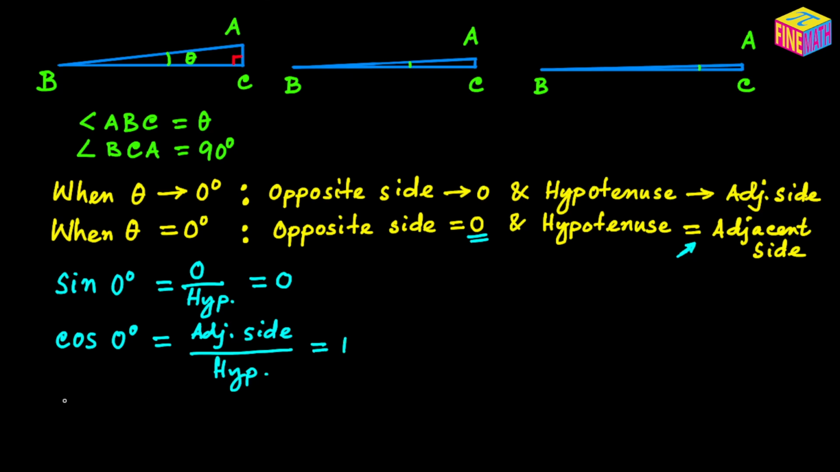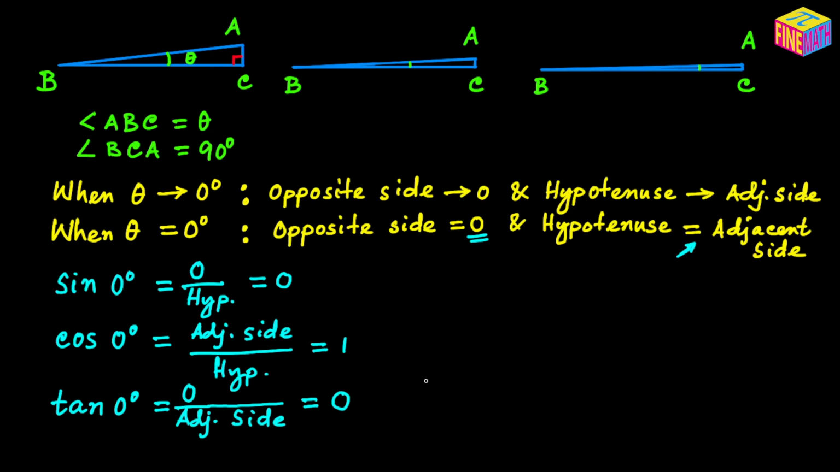And similarly, what would be tan theta or tan 0 degree? So tan 0 degree will be equal to opposite divided by adjacent. But in this case, what is the opposite side? The opposite side is 0. So this will be opposite side 0 divided by adjacent side, whatever that may be. So again 0 divided by something, that becomes 0. So here we found the values, right? Sine 0 degree is 0, cos 0 degree is 1, tan 0 degree is 0.